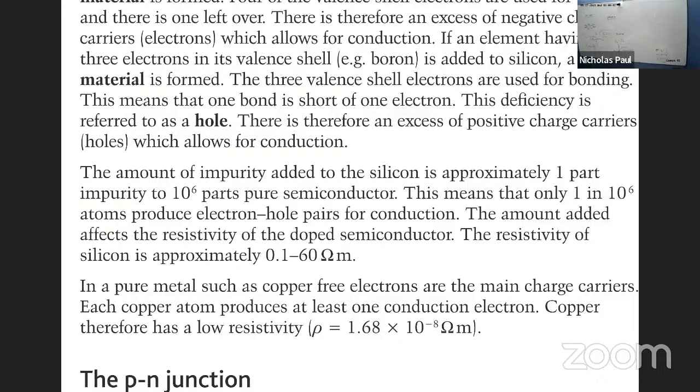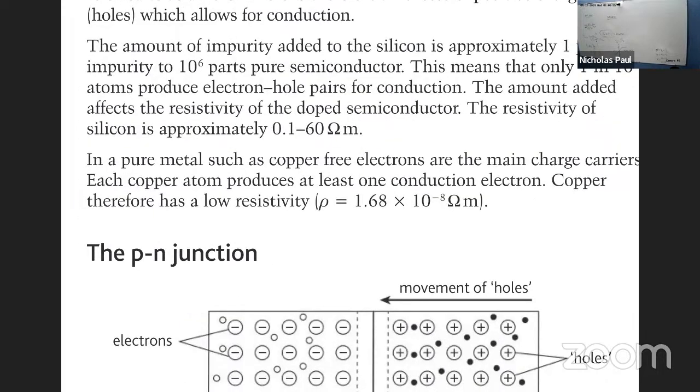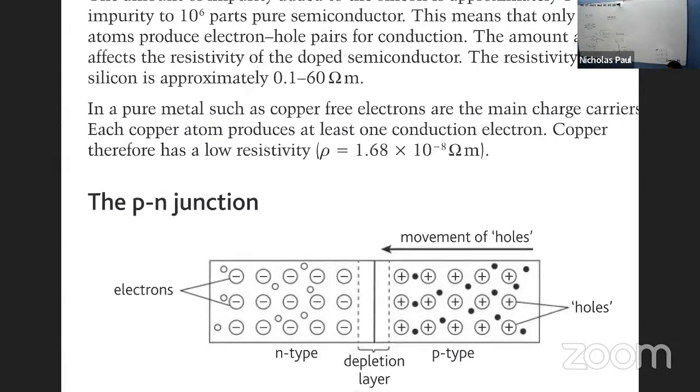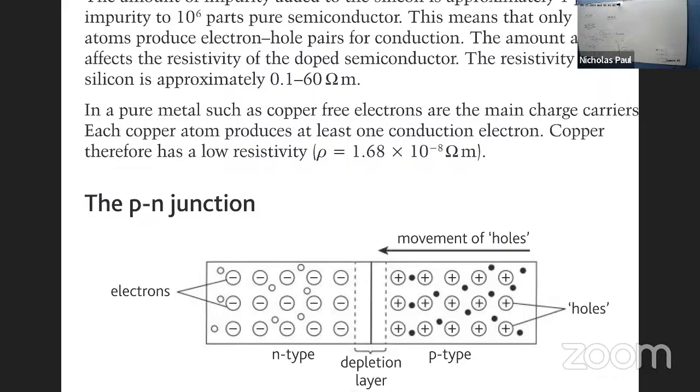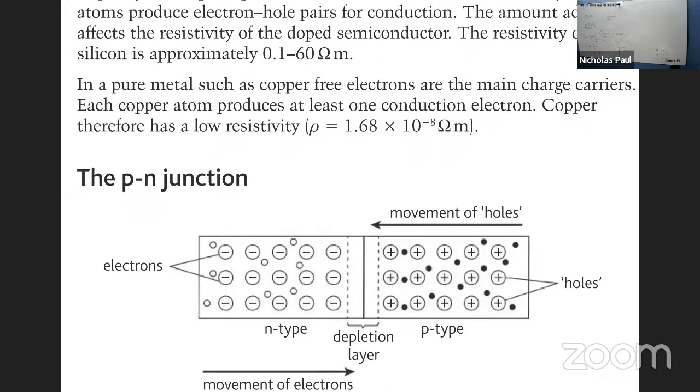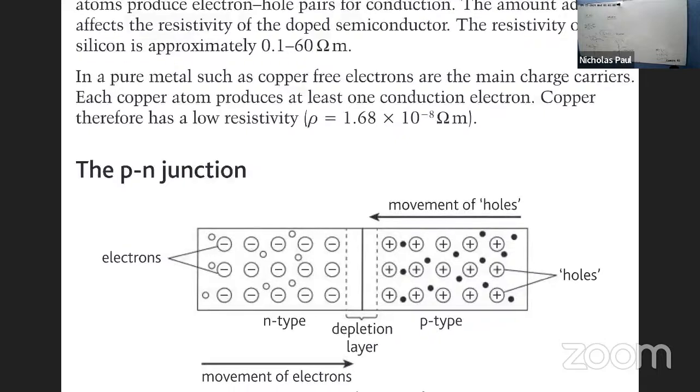Sorry. So the amount of impurity added is approximately so and so, and they give you the resistivity, right? In a pure metal such as copper, electrons are the main charge carriers. So in pure metals, we know that, right? Each copper atom produces at least 1 conduction electron, and copper therefore has a low resistivity, 1.68.